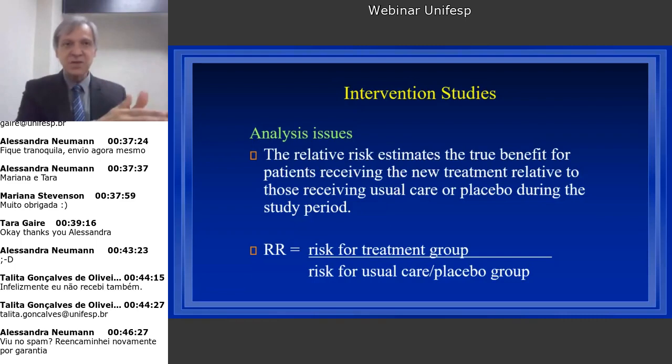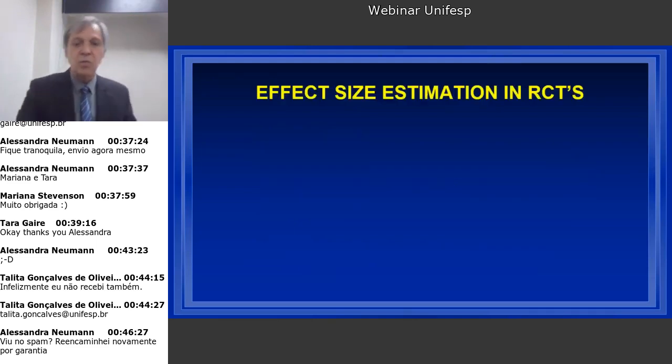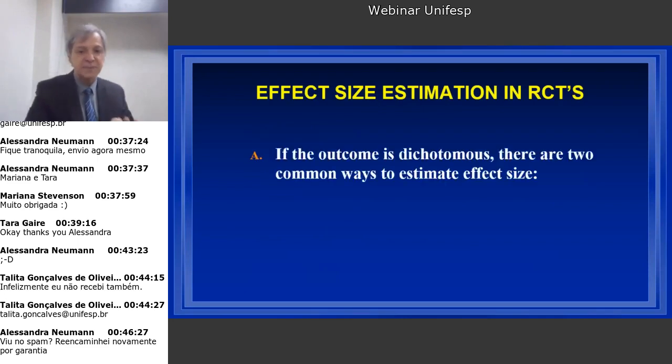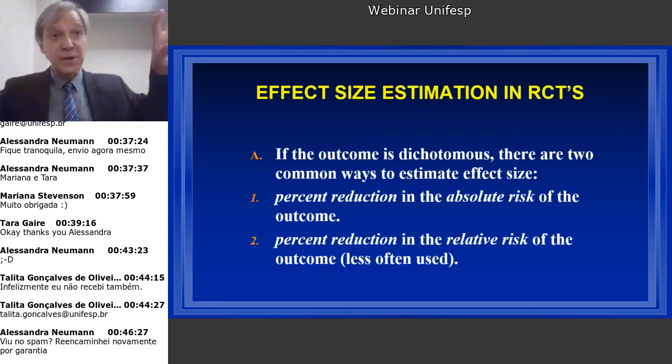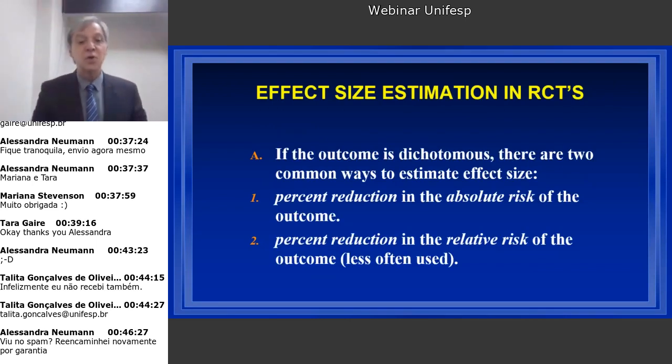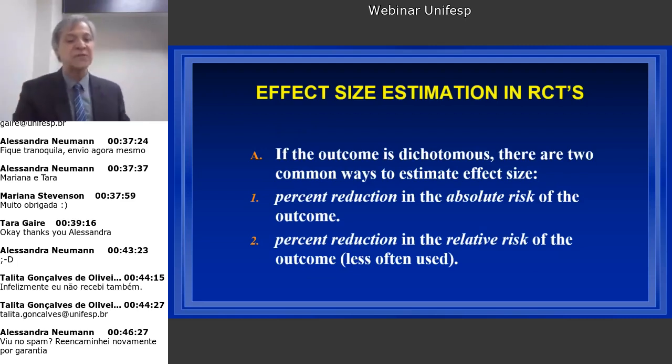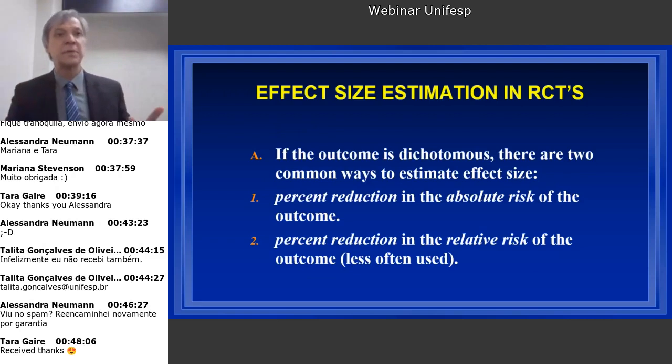So just to remind you, here is not the observational design. Here's an intervention trial, a clinical randomized design. You have the risk for the group that is treated versus the risk of the group taking placebo or usual or traditional treatment. So effect size estimation is a very important concept in statistics, but especially true for clinical trials. If the outcome is dichotomous, meaning yes or no, Bernoulli, folks, binomial, right? There are two common ways to estimate the effect size: percent reduction in the absolute risk of the outcome, or percent reduction in the relative risk of the outcome. Both are very acceptable.